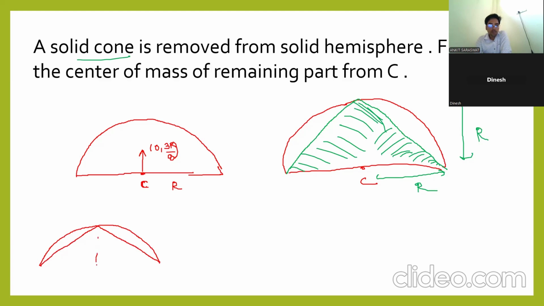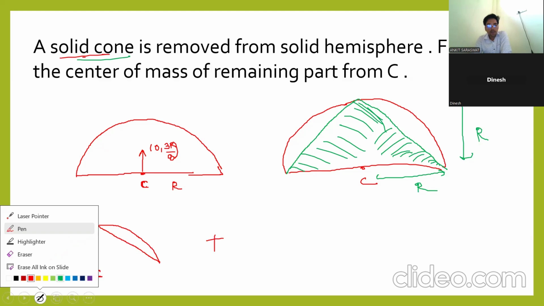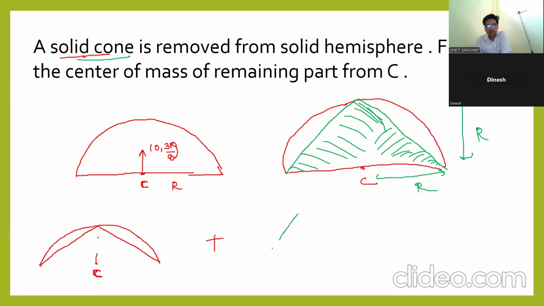This is the shape. This is the solid hemisphere. From this solid hemisphere, a solid cone is removed, which means we cut the green portion which I have drawn. So the shape will be like this. Which portion we have cut, I will draw here on the side. I cut a cone. This is a cone.